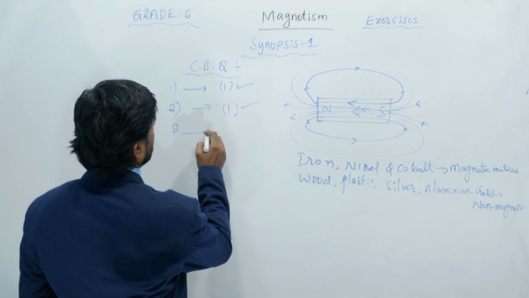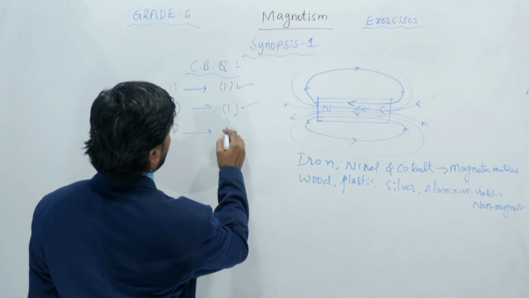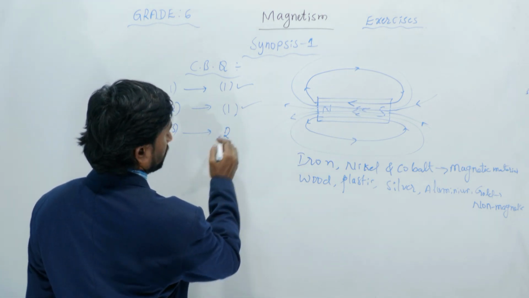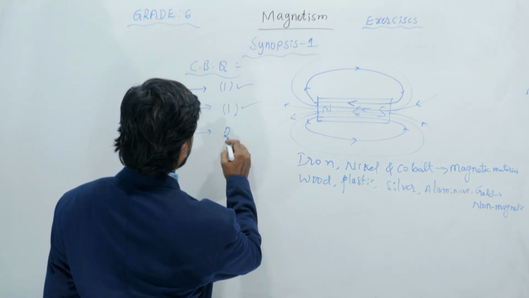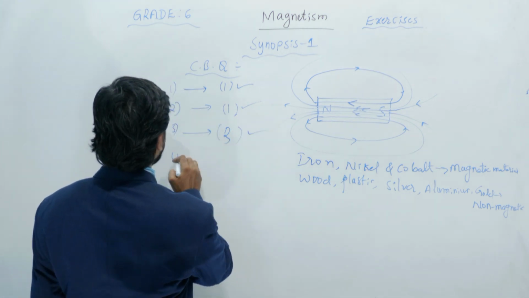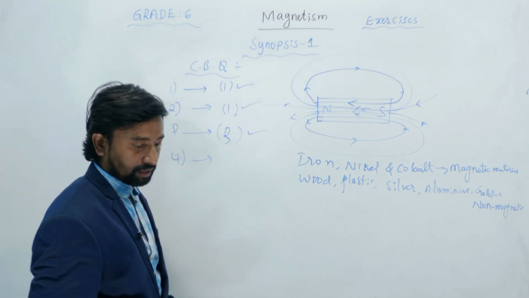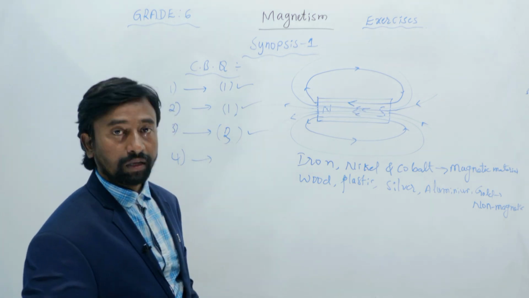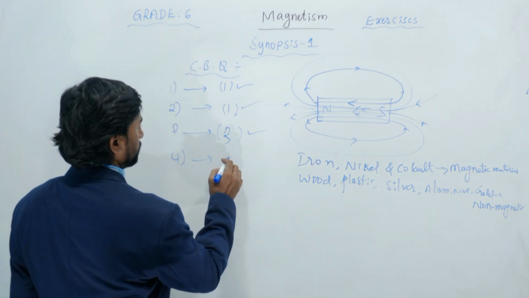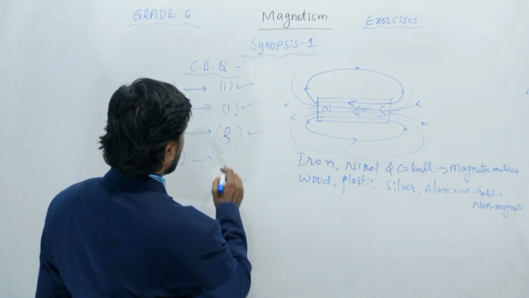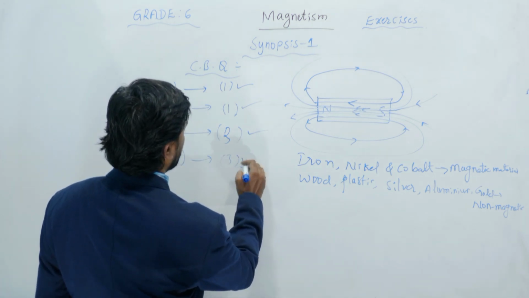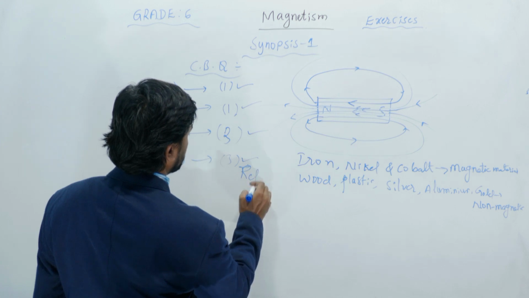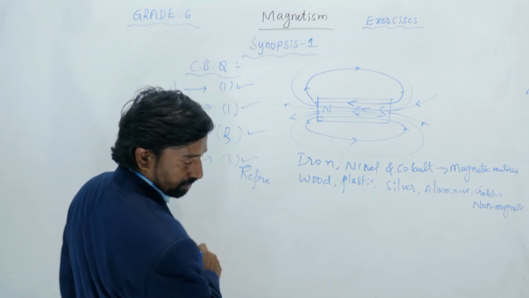Then for the third one, that is aluminum. Aluminum is given in the third option, so option 3 is correct. For the fourth question, ceramic magnets are used in refrigerators. The refrigerator is also the third option. It is correct there.